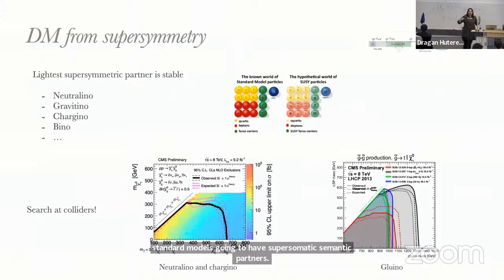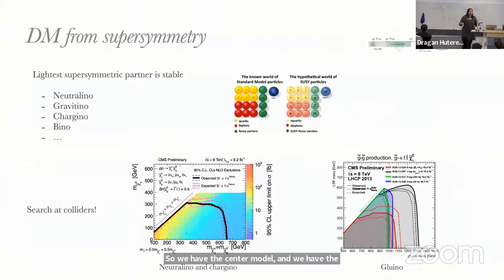In those theories, new particles are going to pop up that have exactly the properties that we need. They're highly massive, they are stable, and they could be dark matter. And we have many of them. We have neutralino, gravitino, chargino, and many others.